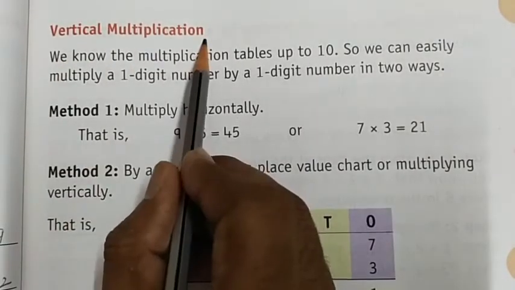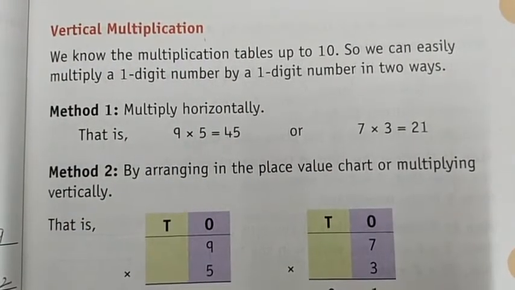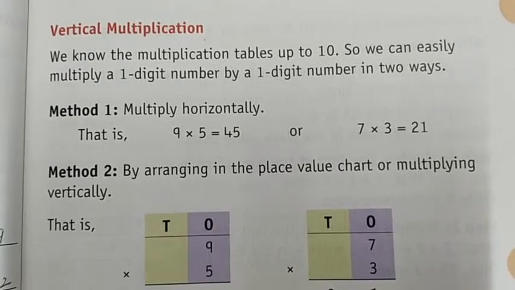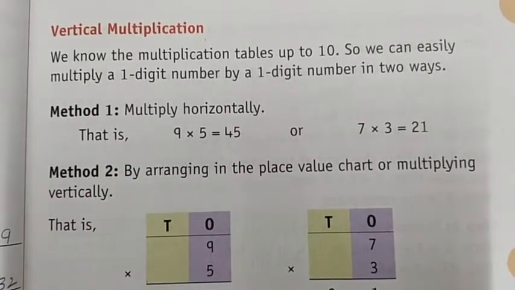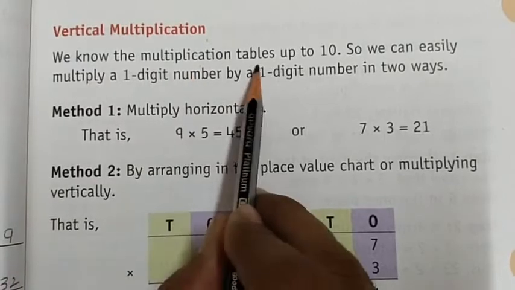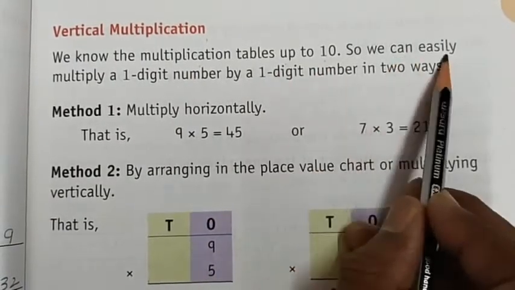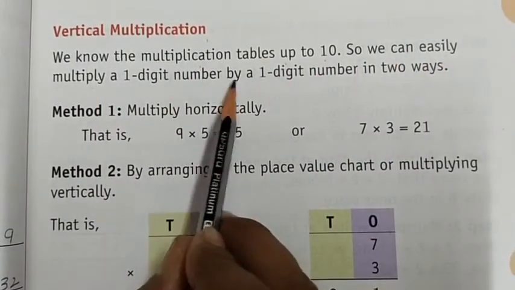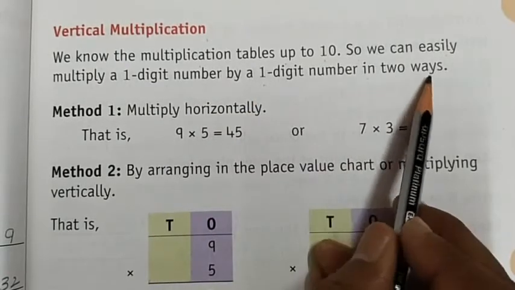Vertical multiplication, this is vertical multiplication as we did right now. Like this, we have horizontal multiplication also. Vertical multiplication and horizontal multiplication. We know the multiplication table up to 10, so we can easily multiply a one digit number by a one digit number in two ways.